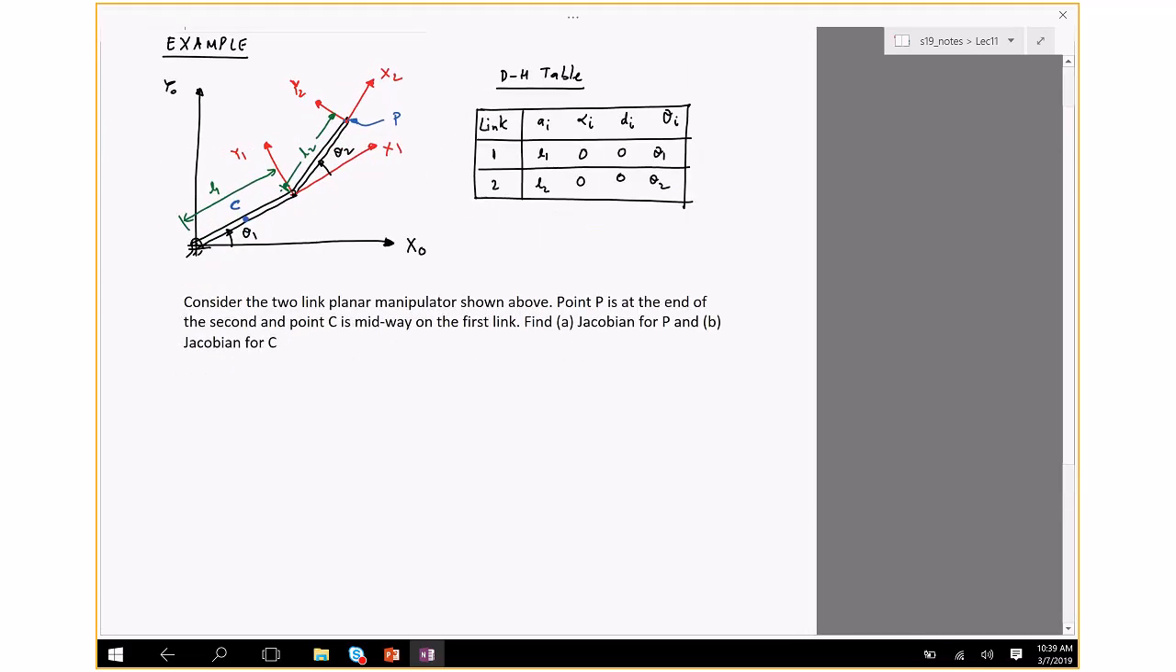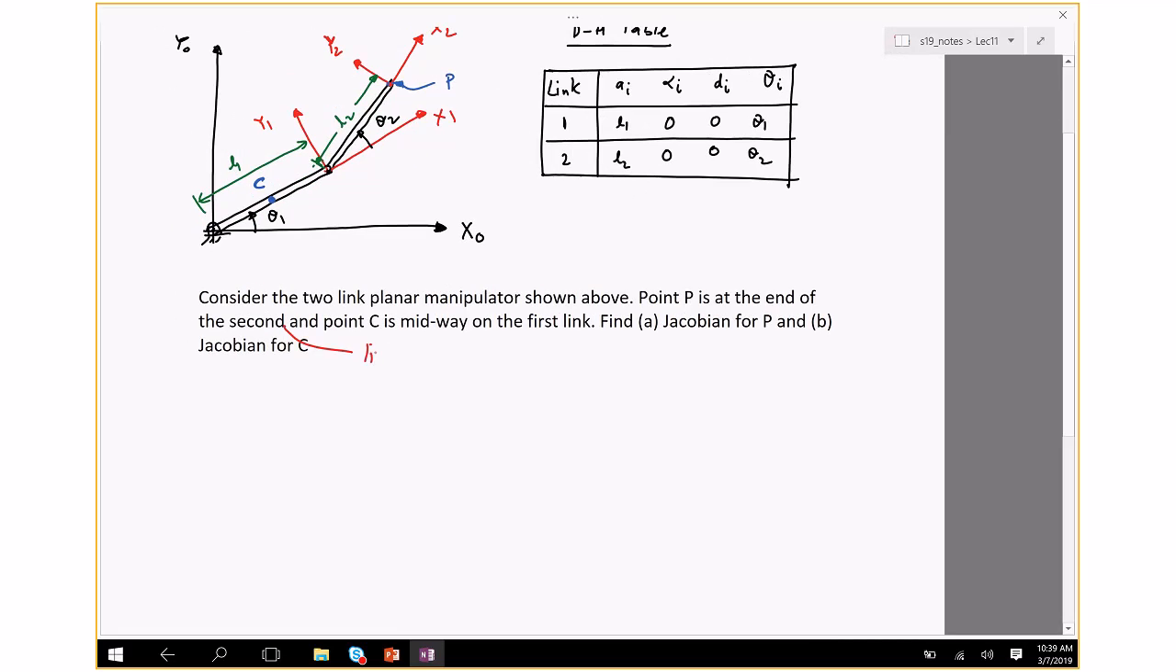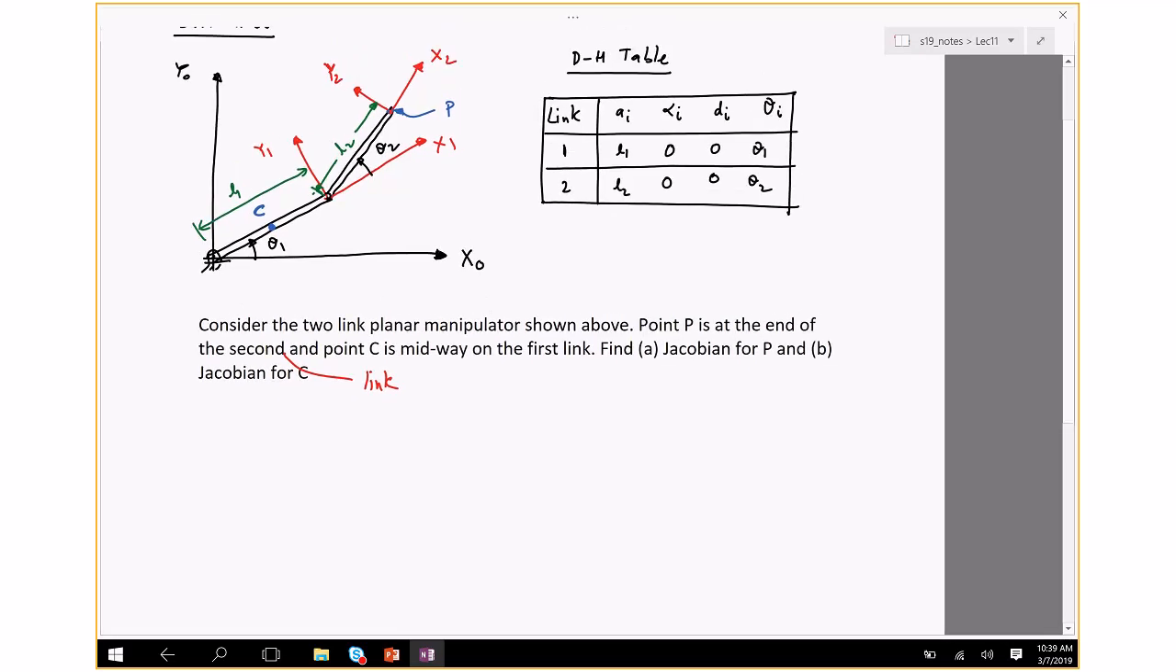Consider the 2-link manipulator. It's a planar manipulator; we've done it many times now. Point P is at the end of the second link, and point C is midway on the first link. So P is the end effector, and C is midway on the first link. Find the Jacobian for point P and the Jacobian for C. I've given you the DH table. If you don't have the DH table, you'll have to get that before you can solve this problem, because it involves the A matrix. So let's do this one at a time. Let's start with the Jacobian of the point P. It has 2 parts: a J v part and a J omega part.